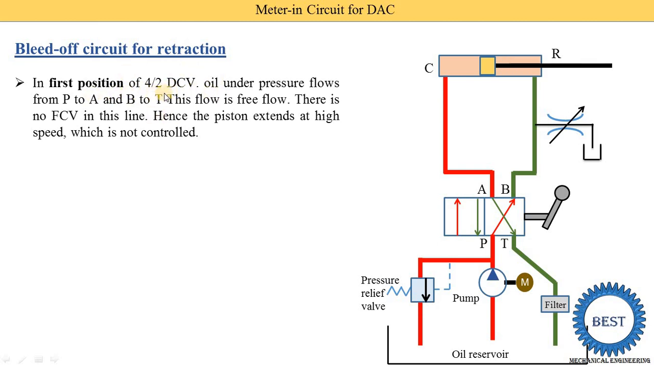So in the first position of the 4/2 DCV, oil under pressure flows from P to A and B to T. Here you see the P port is connected with the A port, and the B port is connected with the T port.